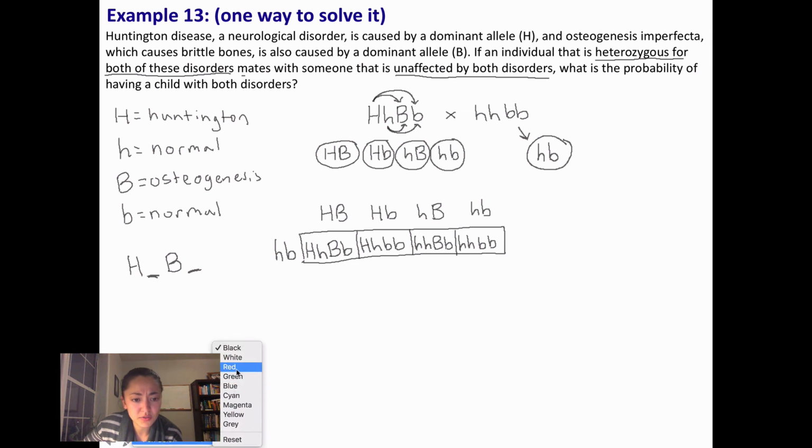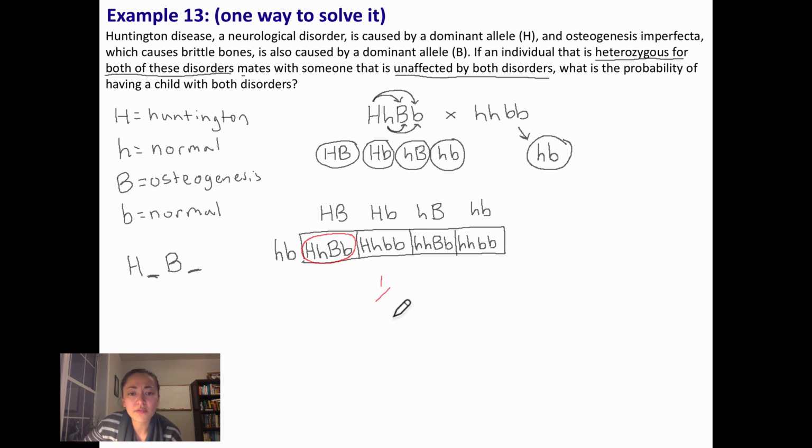So I'm going to change my pen color, and I'm going to circle the offspring here. So this one definitely would have both disorders. This one would have Huntington's disease, but it would not have osteogenesis imperfecta. The second offspring wouldn't. Next one wouldn't. Doesn't have a big H and a big B, and the last one doesn't have a big H and big B. So what is our probability?